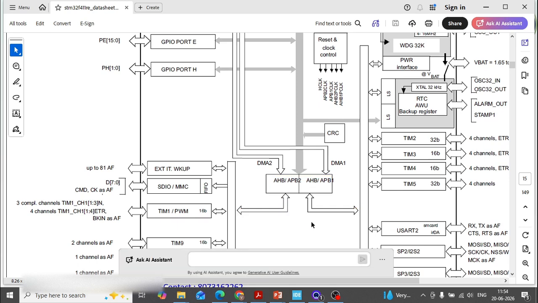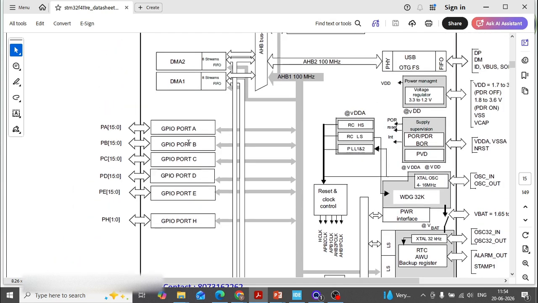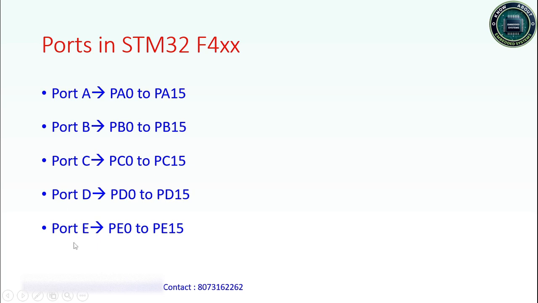Okay, now if you go up, I was discussing the ports here: port A, port B, port C, port D, and port E. These ports are connected to the AHB1 bus, which is operating at 100 megahertz. Why this is required, I'll tell you later. I hope at least where the ports are connected is clear. We have 5 plus 1 ports in total, so port A to port E.